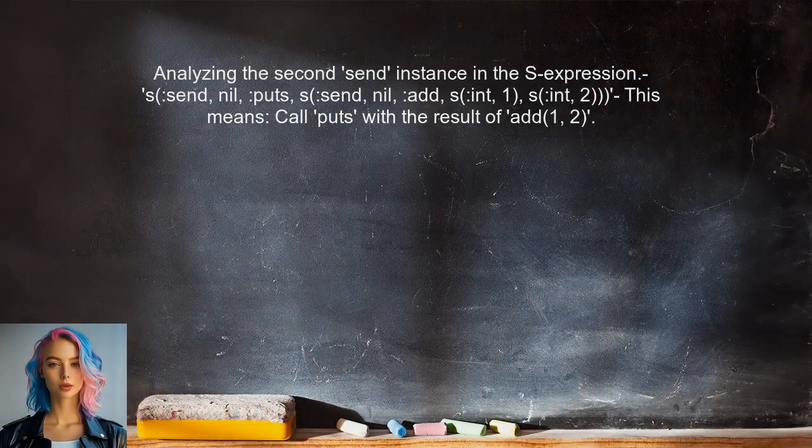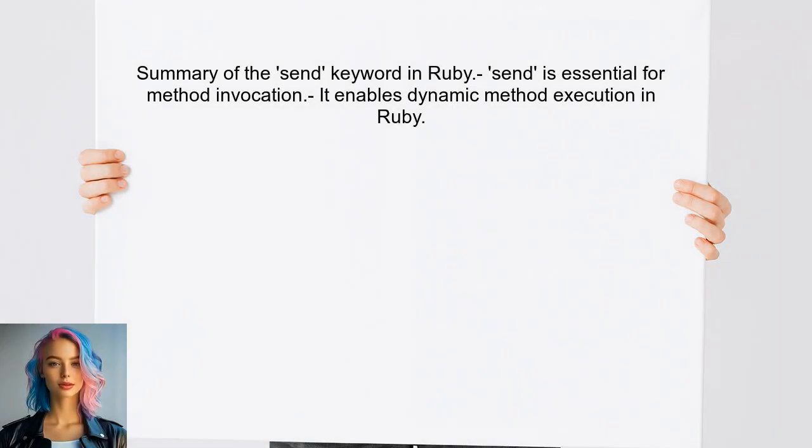The second instance of send is used to call the puts method. This is how the result of the add method is printed to the console. In summary, the send keyword is crucial for method invocation in Ruby. It allows the execution of methods dynamically, which is a powerful feature of the language.